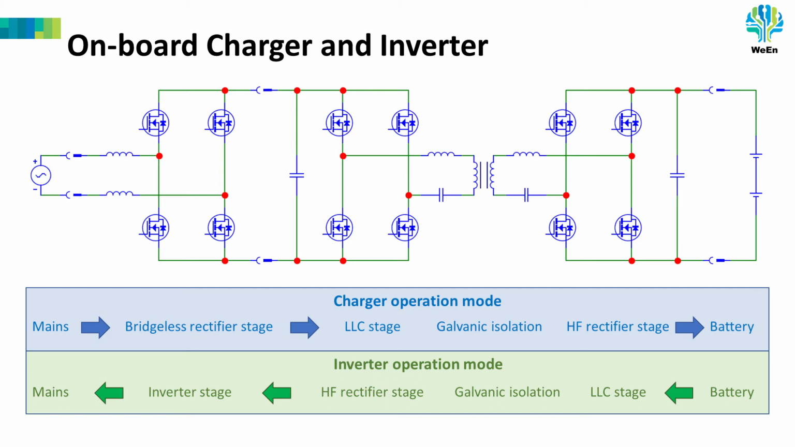and then the inverter stage that converts the high voltage DC to AC. If we take a good look at the diagram, we see that the bridgeless rectifier stage for normal operation has become the inverter stage for inverter operation. And the LLC stage of normal operation is now the high frequency rectifier stage. And the high frequency rectifier stage in the normal operation has become the LLC stage.